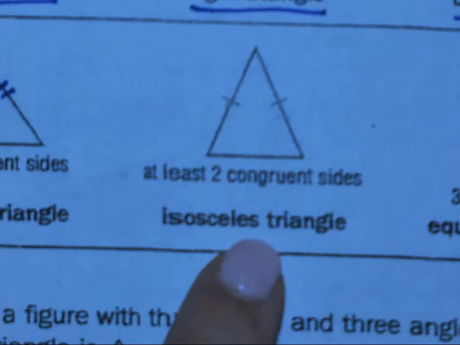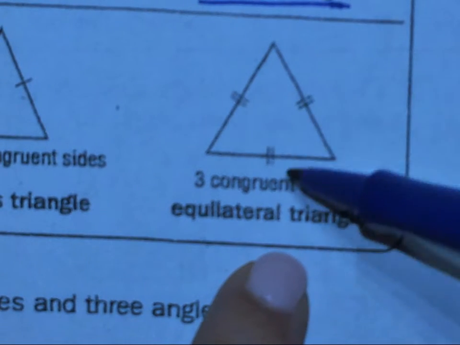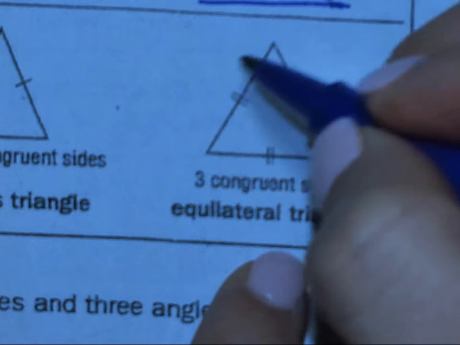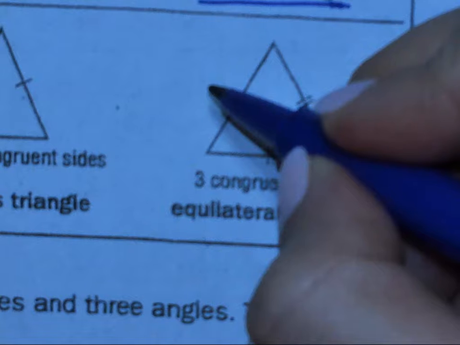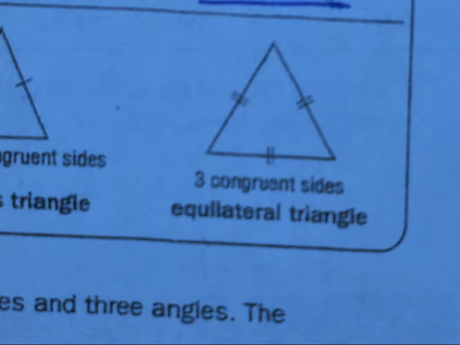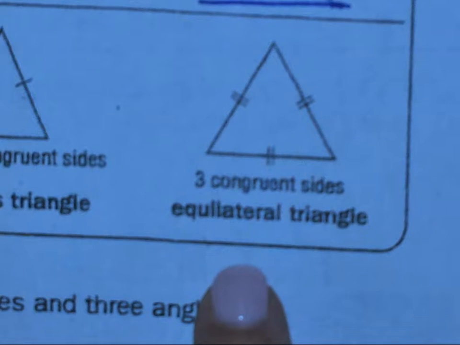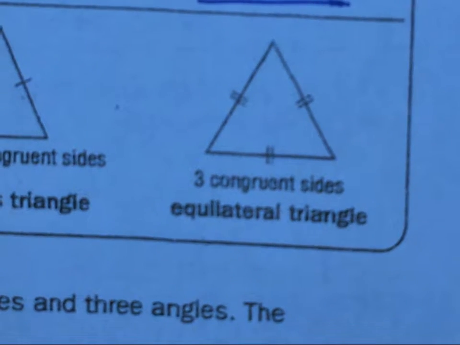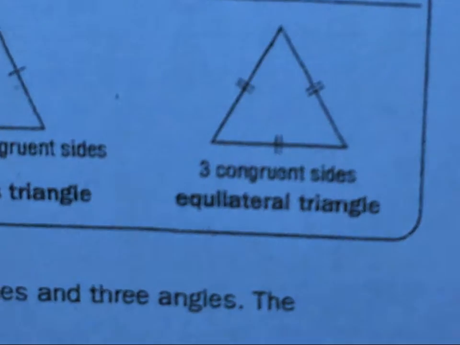Okay. And then this third triangle, I have two tick marks on every single side. So that tells me that every single side is exactly the same length. So if this is 3, then this one's 3, this one's 3. Okay? So if they are all equal, it's called an equilateral triangle. Okay? Questions on those 6 types of triangles?